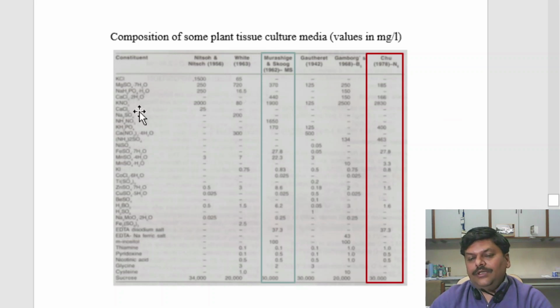these defined media. You can see here that at the top are macro elements, followed by microelements, followed by vitamins and carbohydrate source. So most of the time we use Murashige and Skoog, one of the most popular media, which has the exact concentration or exact composition as listed in this table. This is one of the most common media which we use.